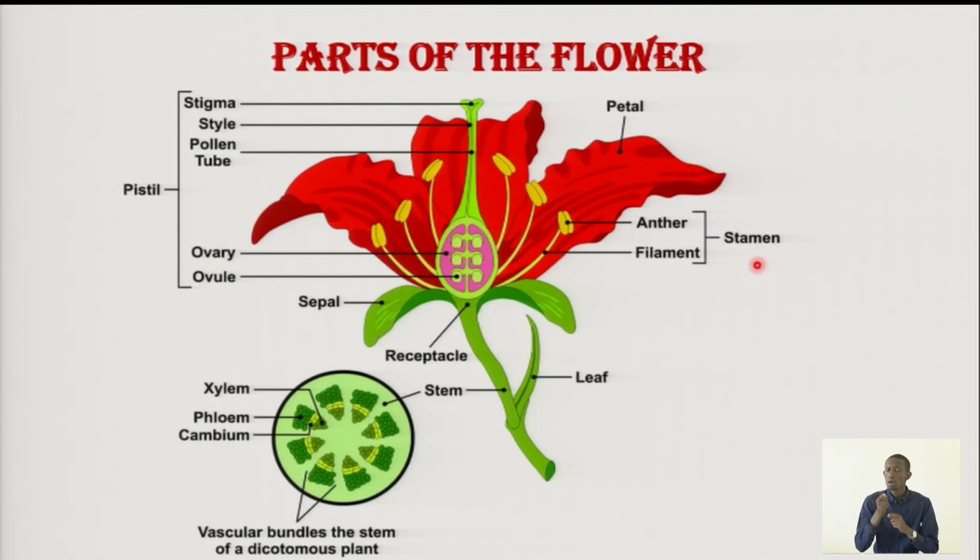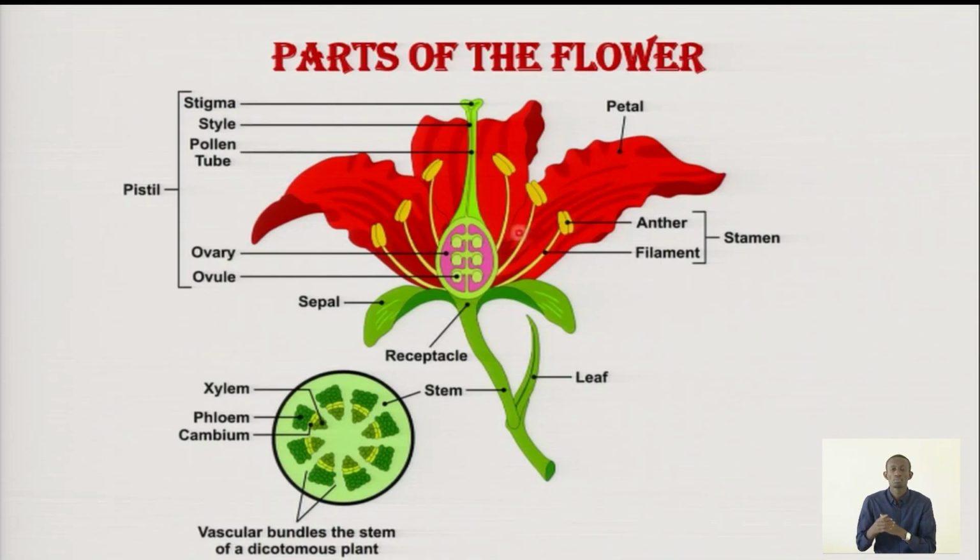Then we have what we call stamen. Students, we have seen that stamen is the male part of the flower. It is made up of filament and anther. This is the filament. The filament is slender, thread-like, and the function of the filament is to hold the anther in proper position so that anthers are exposed. And anthers contain pollen, and inside pollen we find pollen grains, which are very important as we are going to see.